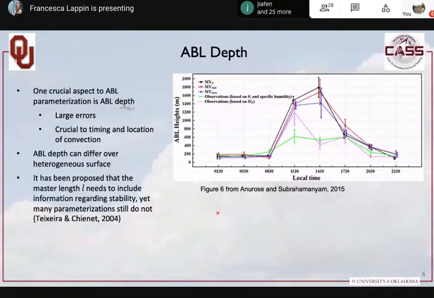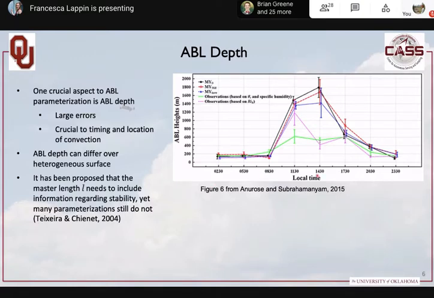So another key component of understanding the boundary layer is understanding how high the top of the boundary layer is. We want to know that because you're basically figuring out how high energy and moisture can be transported aloft. And their depths can change over different land surfaces.